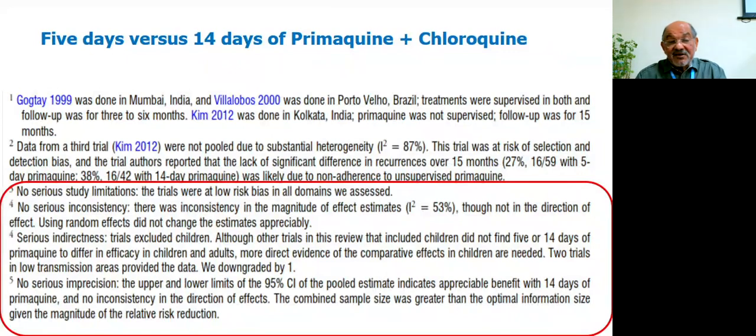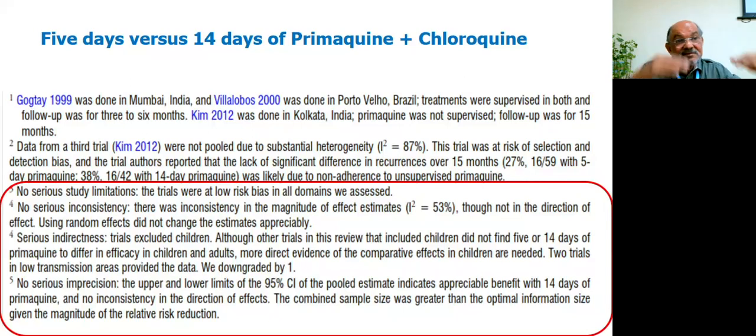And this trial was at risk of selection and detection bias. The trial authors reported the lack of significant difference in recurrence over 15 months. See, their sample size assumption was there'd be a huge difference. They found no difference, and they say it's most likely due to non-adherence due to unsupervised treatment. So we didn't pool that in the meta-analysis. But we're telling you that this study is also there.